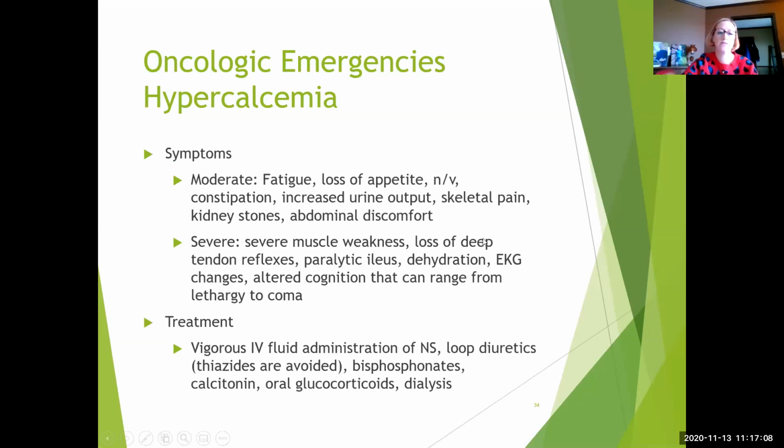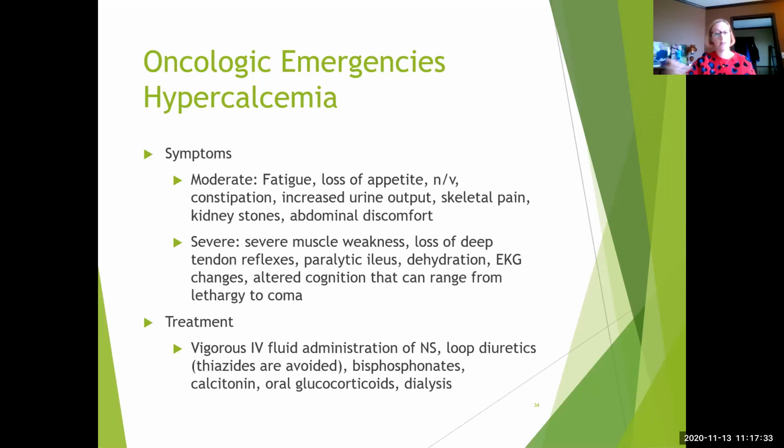Some symptoms of that elevated calcium, though: fatigue, loss of appetite, nausea, vomiting, constipation, increased urine output, skeletal pain, kidney stones, abdominal discomfort, muscle weakness, loss of deep tendon reflexes, ileus, dehydration, EKG changes. We know calcium can affect our heart, so monitoring those closely. Altered cognition that can range from lethargy all the way to coma.